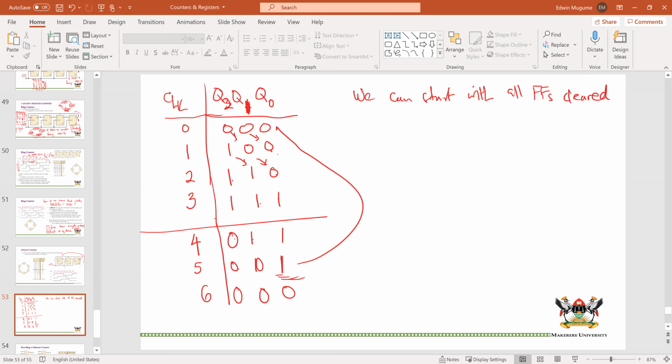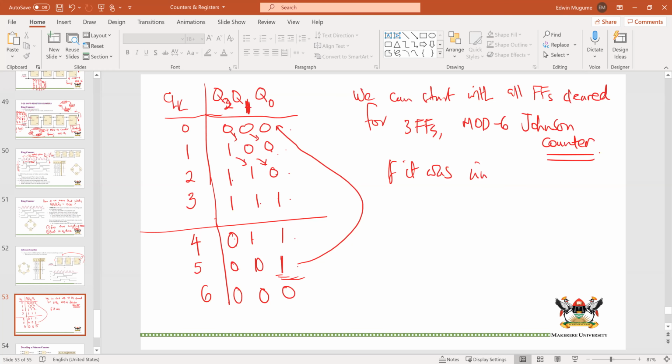How many unique states are these? 1, 2, 3, 4, 5, 6. So for 3 flip-flops, we have a mod 6 Johnson counter. Now, if it was a ring counter, we would have mod 3. So you can see that a Johnson counter increases the mod number that you can derive out of the flip-flops that you have. It's double the number of flip-flops. For the ring counter, the number of flip-flops is equivalent to the mod number. For the Johnson counter, the mod number is twice the number of flip-flops.